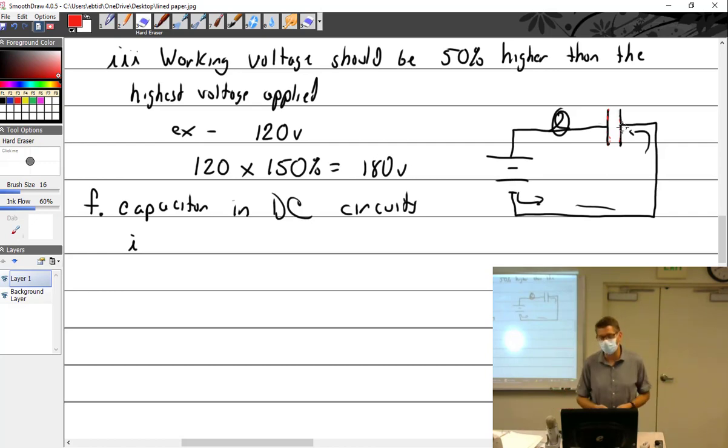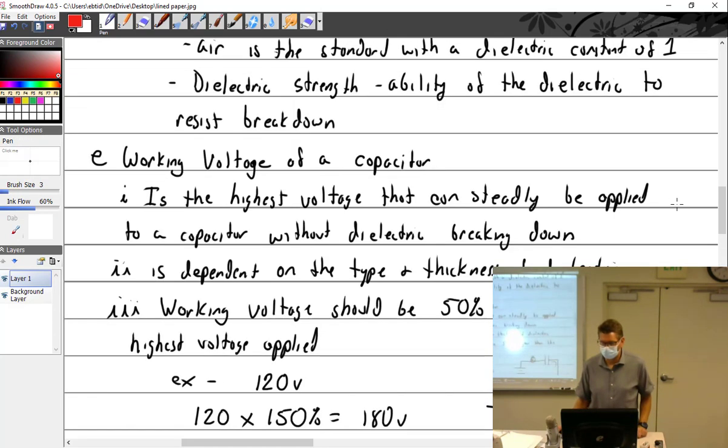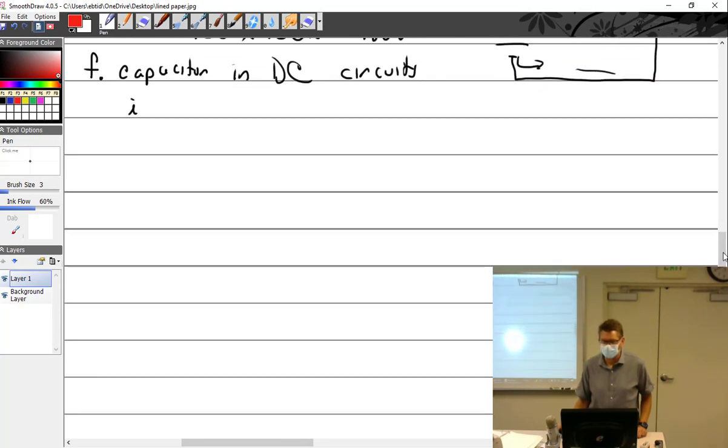Charged. Okay, charged. It's an open circuit. Now, if I change this around a little bit, and I guess we're going to use red right now.